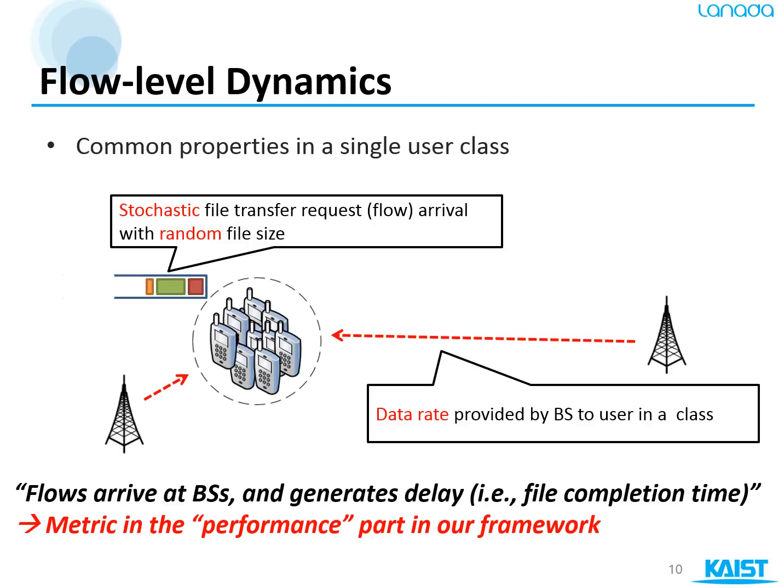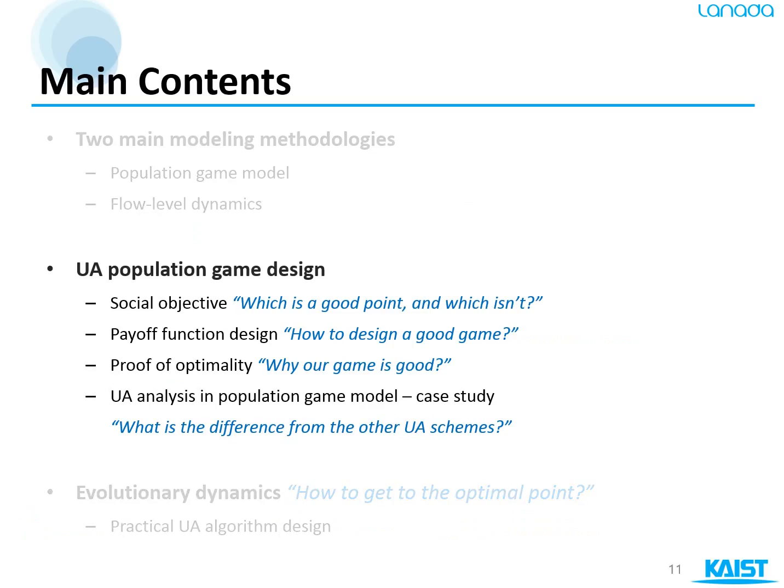In this case, when user association happens, the flows arrive at the base station and generate a certain amount of delay, which is the main metric in the performance part of our framework. Next, we move on to the game design part. I will explain the game design by answering several design questions one by one.